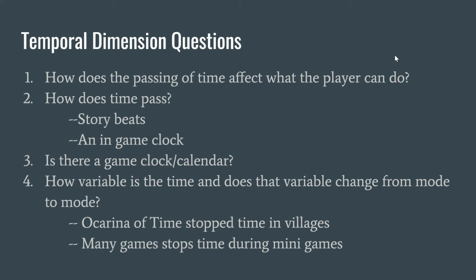Then question number four is, how variable is the time? And does that variable change from mode to mode? Ocarina of Time was a Zelda game in the 90s. They had a day-night cycle. If it was day, certain monsters would come out. If it was night, certain other monsters would come out. But they stopped the clock in the village.